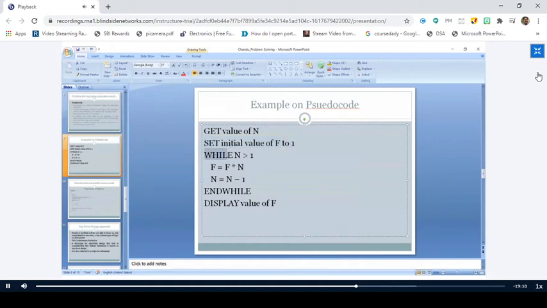What is the solution? Factorial, sir. Factorial solution is, sir. Yeah, it is a factorial, right?